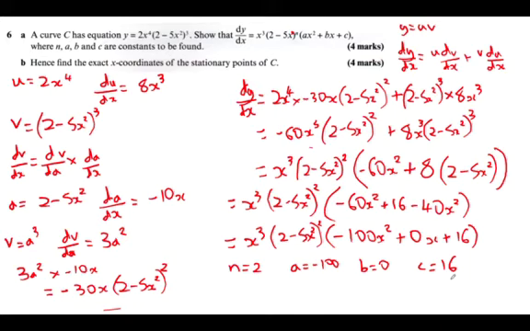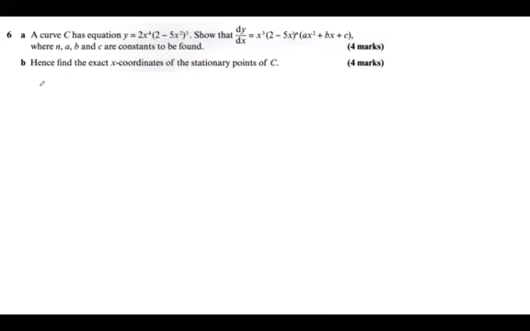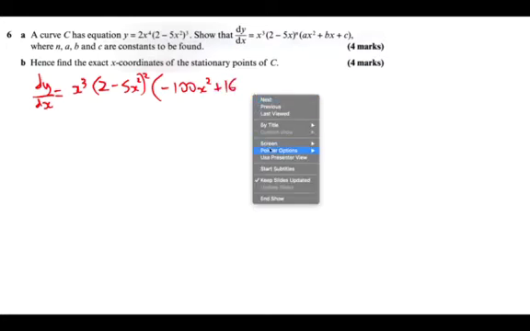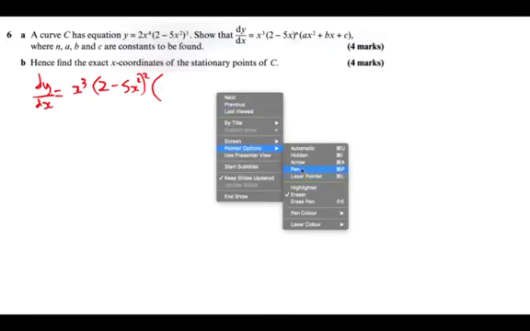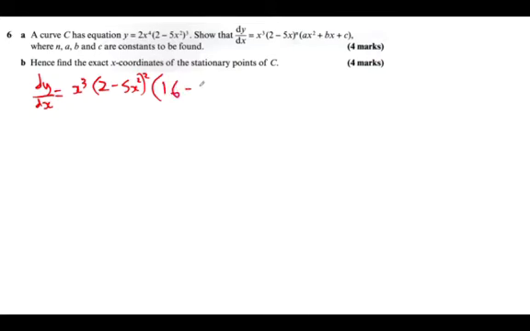Alright then, now let's look at b. I'll write up my dy/dx just so I've got that as a reference here. x cubed (2 minus 5x squared) all squared, and then minus 100x squared plus 16. In fact, what I'll do with that one is I'll write it as this, which will become clearer in a second: 16 minus 100x squared. Okay, so that's my dy/dx.